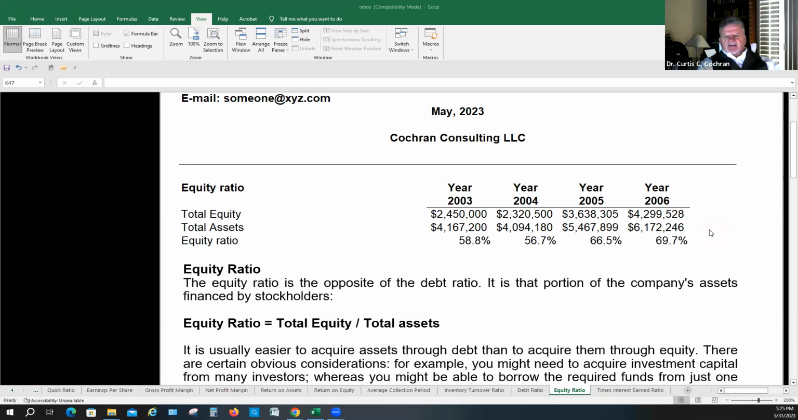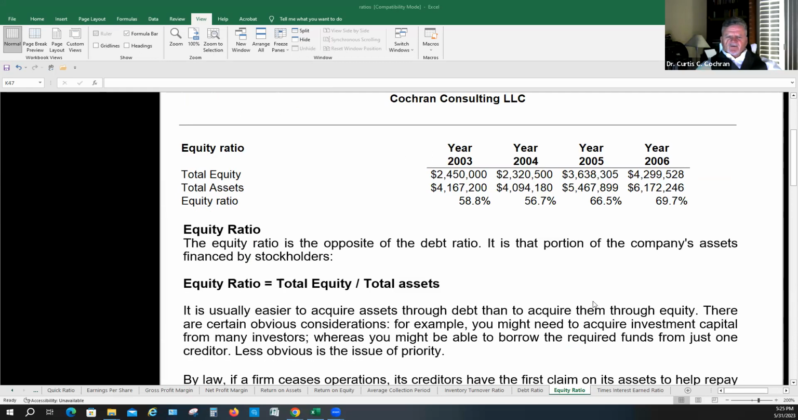So today's topic is equity ratios, or equity ratio. It's pretty straightforward, nothing really exciting about it. The equity ratio is the opposite of debt ratio. It is the portion of the company's assets financed by, of course, stockholders. And of course, you divide your total equity by your total assets, and we come up with a simple percentage.